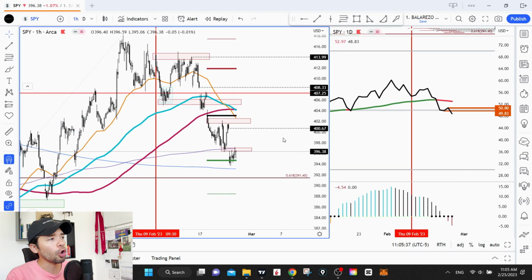Now, going back to the charts, what is the expectation for next week? Right now the expectation for next week, you can see right here that we came and we tested that 50 daily moving average.